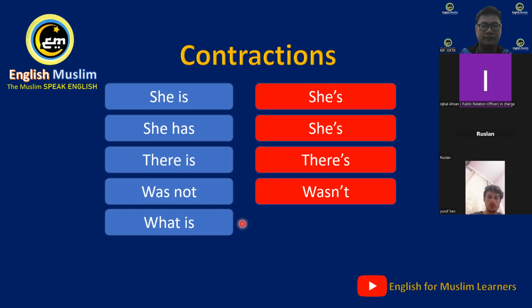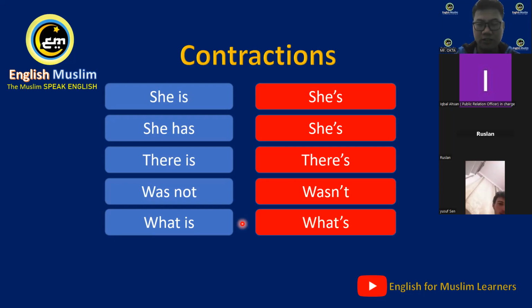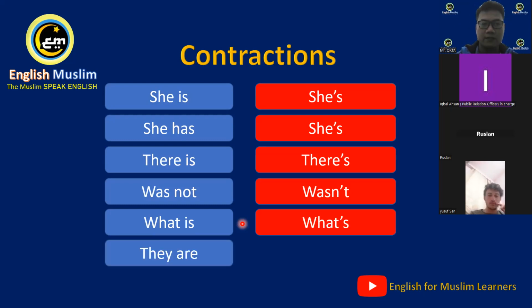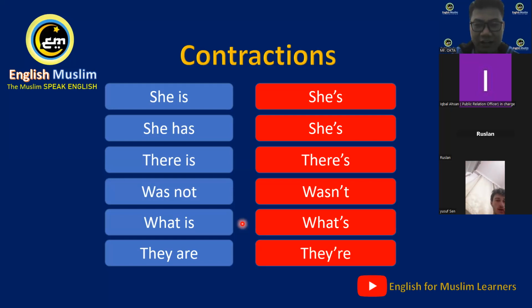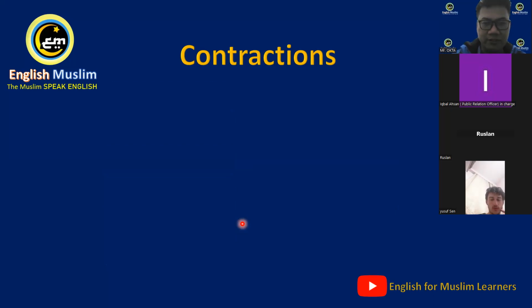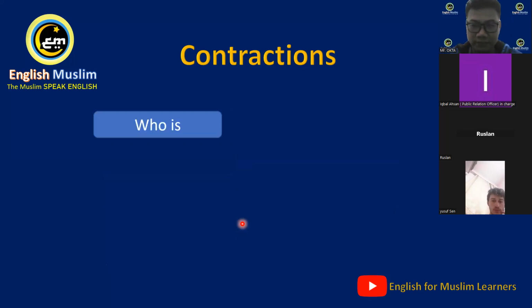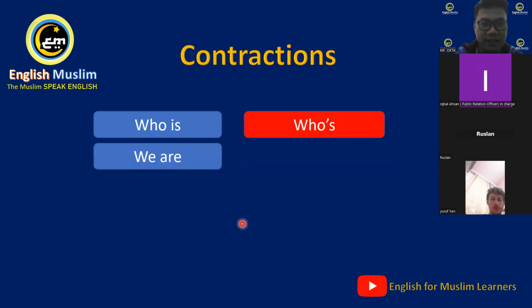What is? What's. Good. Next, they are. They're. There. That's good. Who is? Who's. That's good. Excellent. Next, we are.